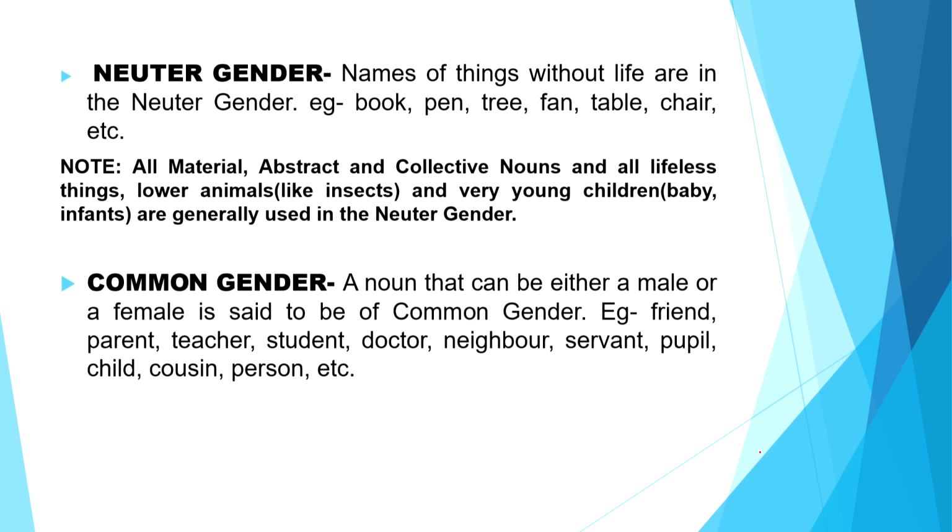Now, next comes neuter gender. Names of things without life are in the neuter gender. Example, book, pen, tree, fan, table, chair, etc. Now, note one very important thing: all your material, abstract and collective nouns and all lifeless things, lower animals like insects and very young children like babies and infants are generally used in the neuter gender. So, keep this point in mind.